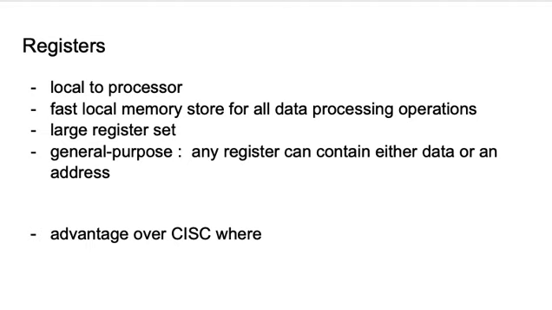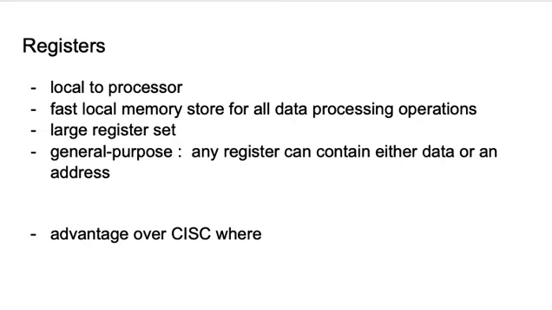The third design rule is for registers. Registers are local to a processor, and because they are local, they are faster to access as compared to memory, which is external to the processor. All the data processing operations are performed on the registers, and RISC provides for a larger register set so that the processing can happen locally and in a fast manner.